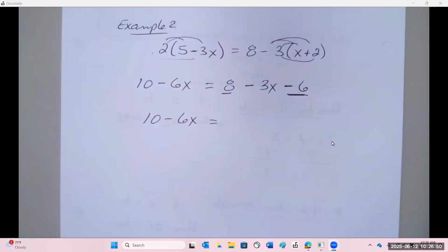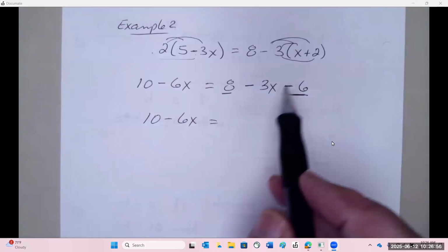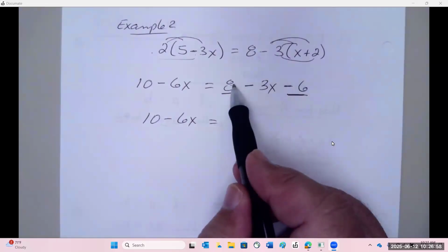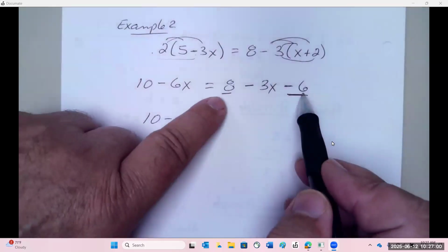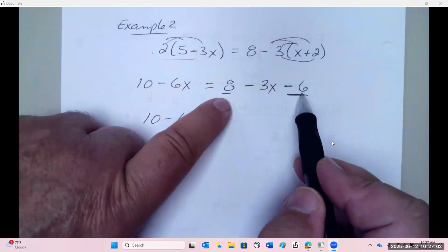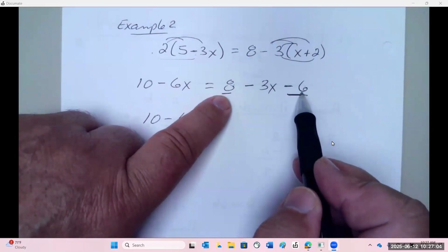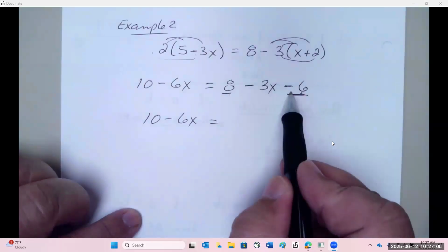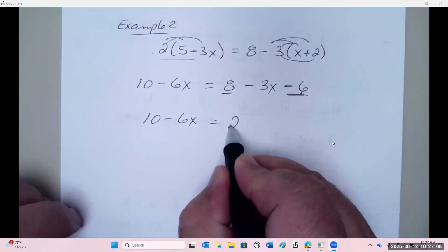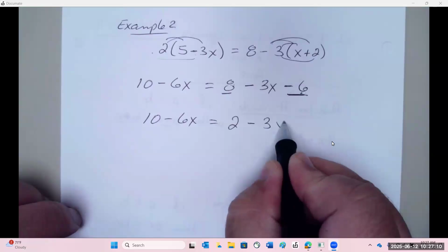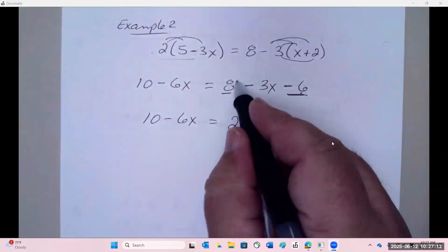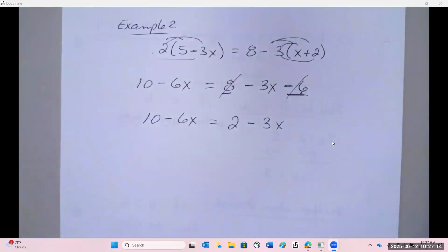We talked about them yesterday. The associative property. First off, I can commute them. I can move them around. I can move the negative 6 right here. But the associative property says I can do these two first. So 8 minus 6 is 2 minus 3x. So I take care of these two first.